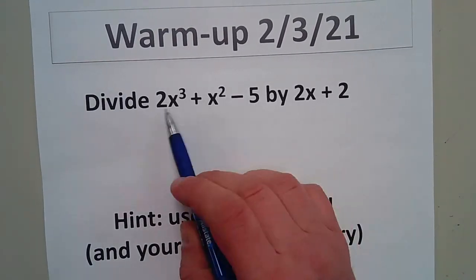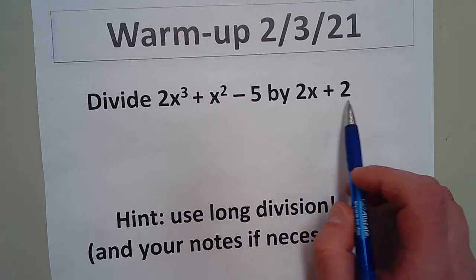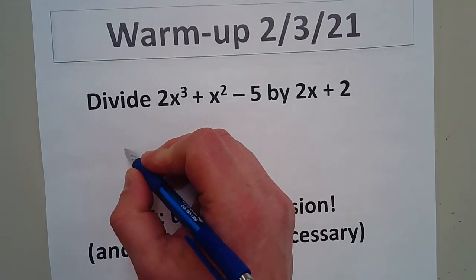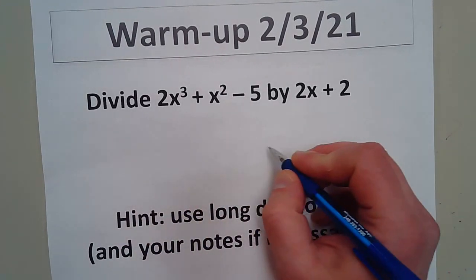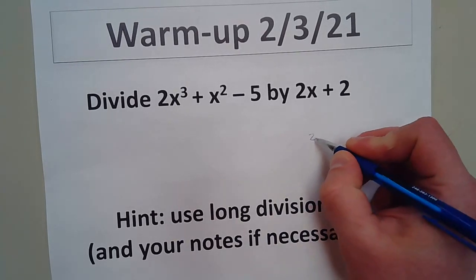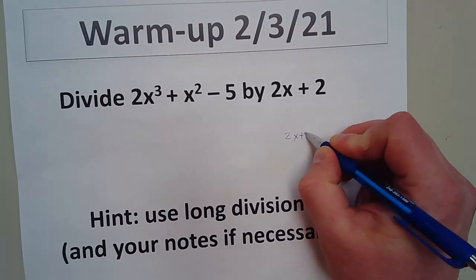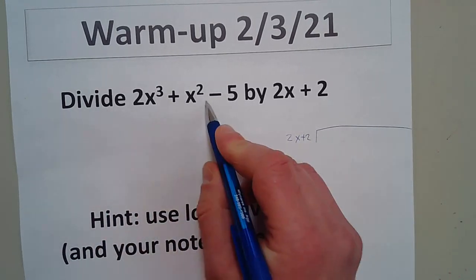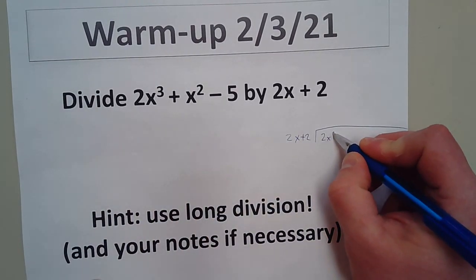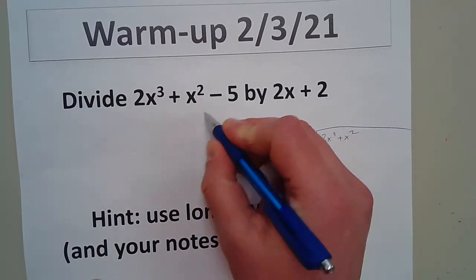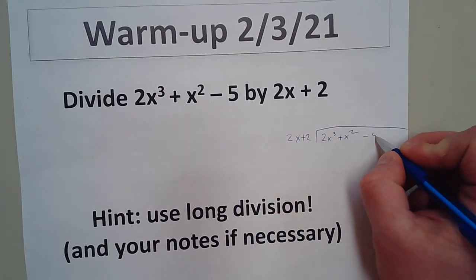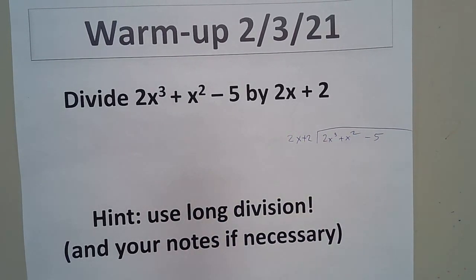So we've got our dividend, and it's getting divided by our divisor. I probably should have left myself a little better space for this, but I can probably do it right here. Okay, sorry. So I'll put my divisor out here, and I'll put my dividend underneath. Pay attention, there is no x term, so that might come into play. It might not. It all depends how the problem shakes out.